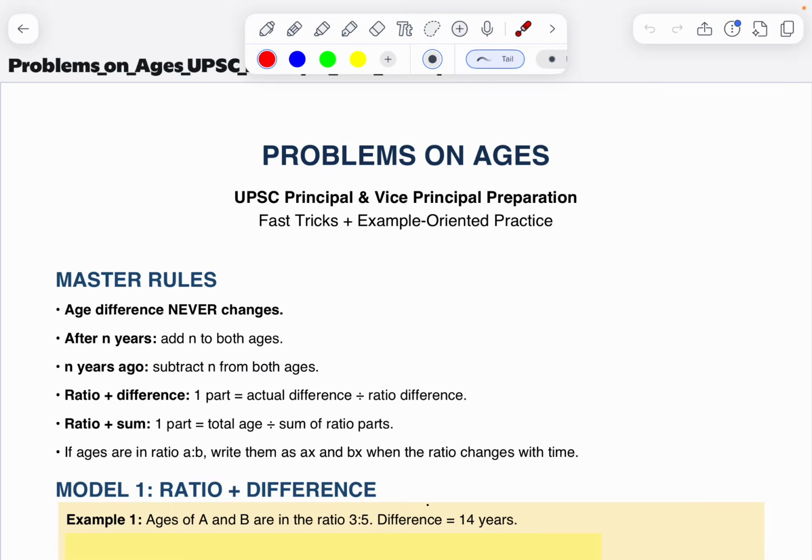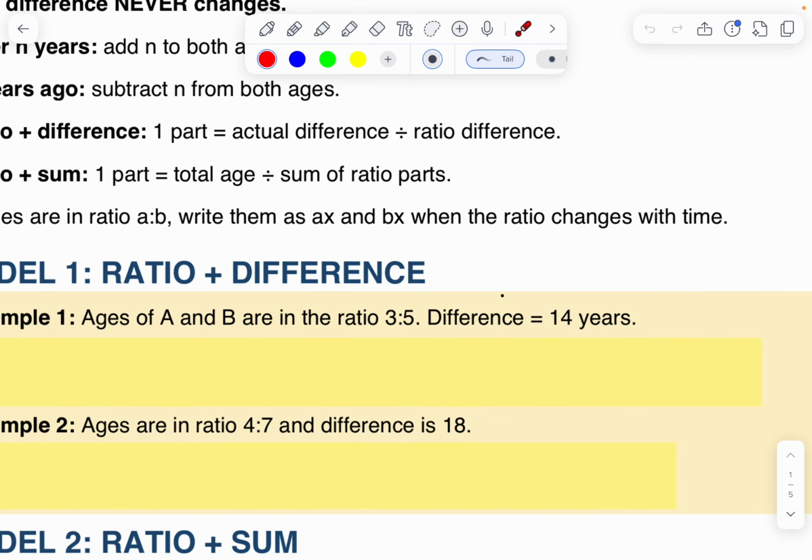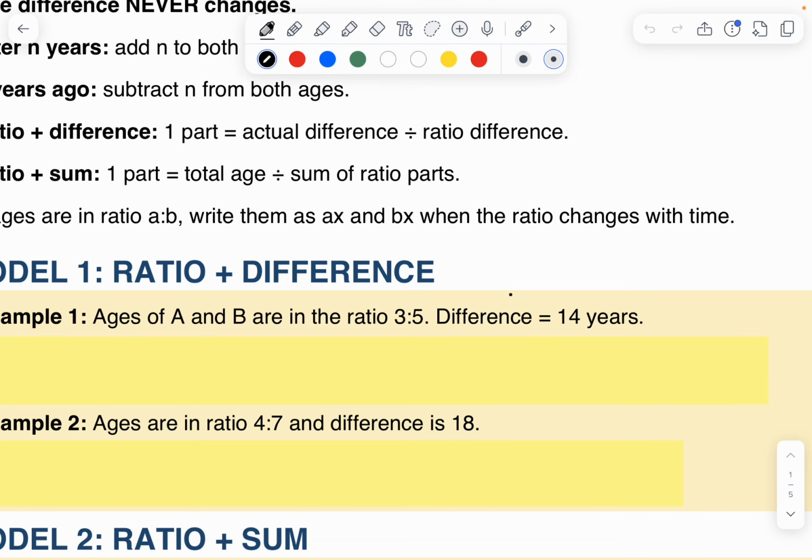Next, first of all, I will give some important models. First model: ratio plus difference. Example: ages of A and B are in the ratio 3:5, and the difference is 14 years. Then what are the ages of A and B? This is the question.